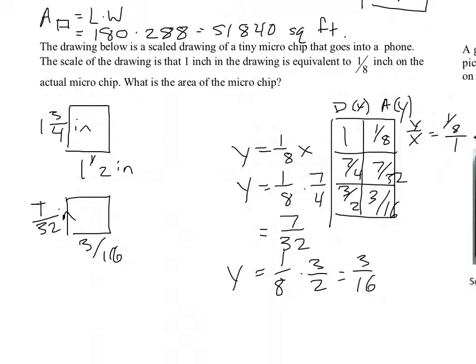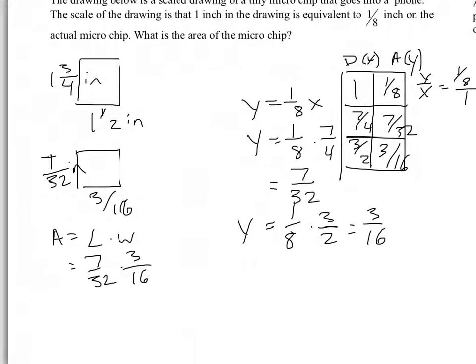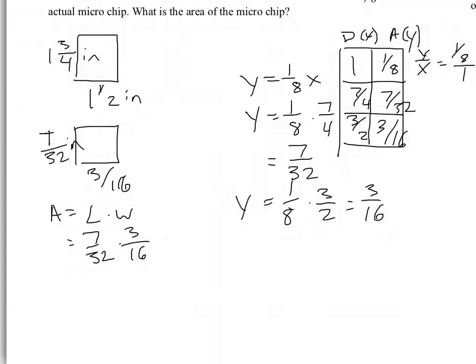3/16. And we need to find the area of the microchip. So that's length times width, since it's a rectangle. 7/32 times 3/16. There's actually no simplification that I can do here beforehand, so I'm going to get that this is equal to 21 over 512 square inches.